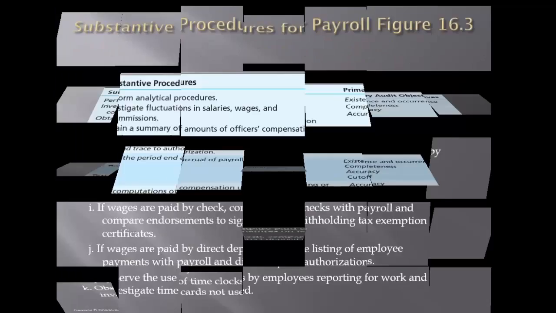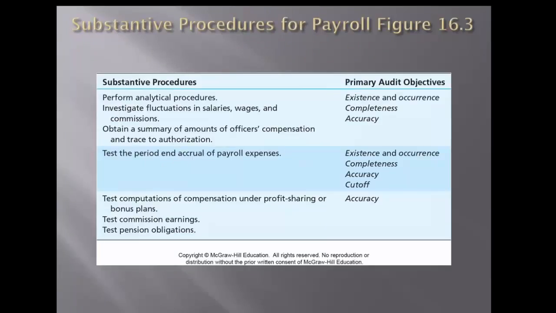Okay, so when we're looking at substantive procedures related to payroll, clearly looking at analytical procedures is important. What we're considering also is fluctuations in salaries and wages. We want to obtain a summary of amounts of officer compensation. Clearly, the risk areas are going to be officer compensation as well as the sales personnel, making sure that they're actually receiving the appropriate bonuses based upon actual performance.